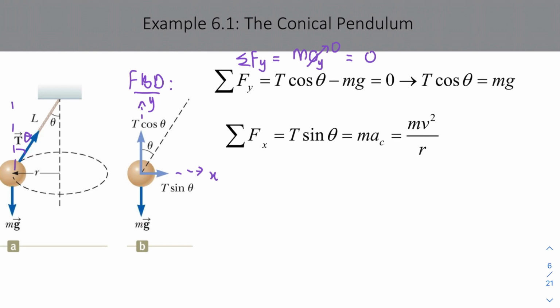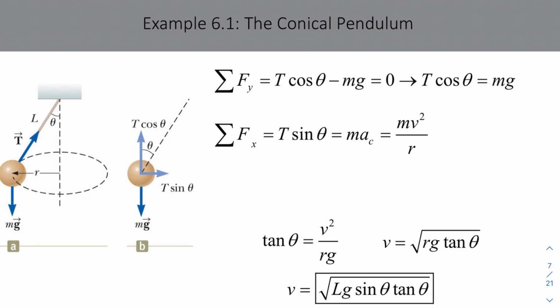Because it's moving in a circle, the acceleration AC is always toward the center of the circle. We have T sin theta as the x component of force. What else? No more, right? This is the only force along x, which is equivalent to m a_x, and our a_x happens to be the AC. Then we may substitute the AC with v squared over r.